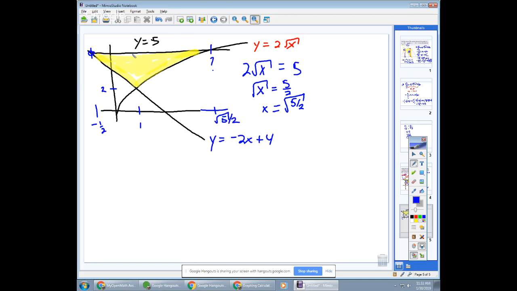So we have to break this into 2 integrals because they change who's on the bottom from here to here. Right? So there's going to be one integral that goes from negative 1/2 to 1. What's the top function in this region right here to get the height of this line right here? Y equals 5. Y equals 5 is on top. And what is underneath that? The line. So then I go minus parentheses negative 2x plus 4.